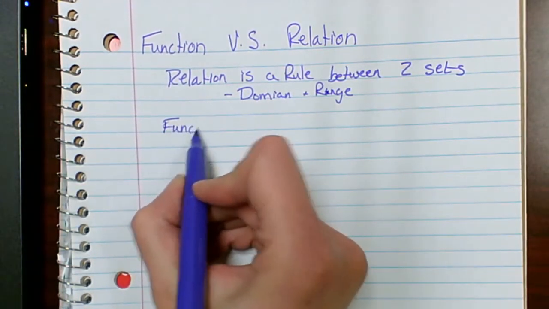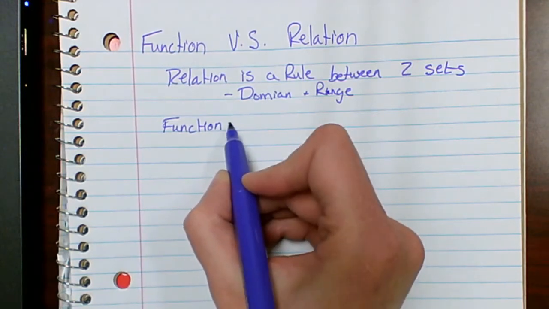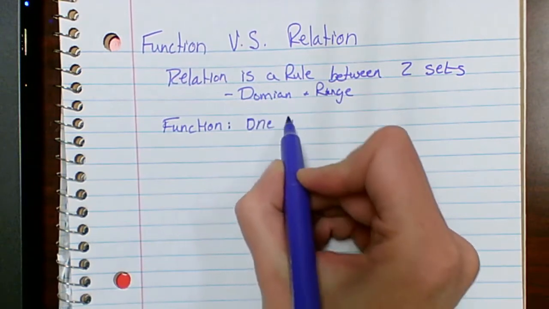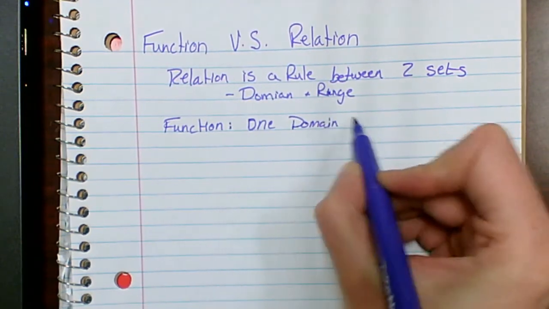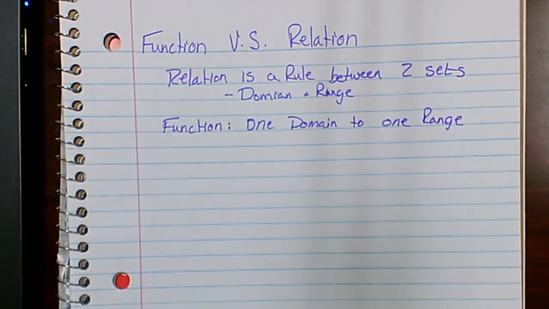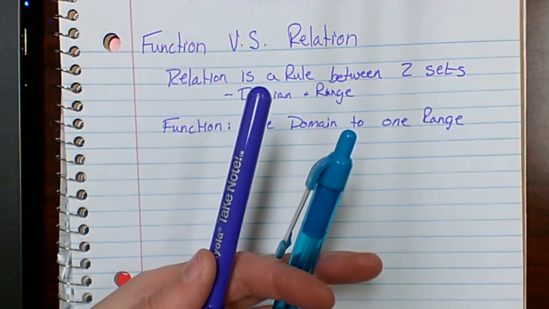A function is a relation where there is one domain to one range, or for every input you have one output. So you can think of a function as walking into a store, and you see two pins.